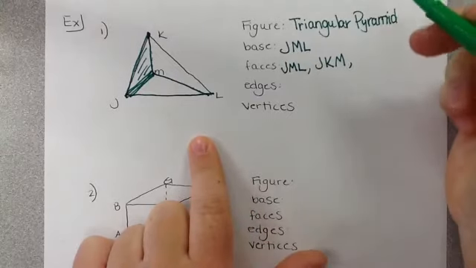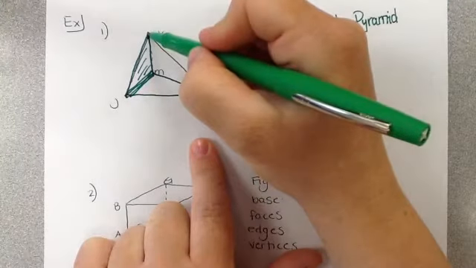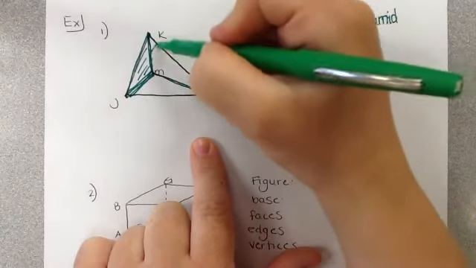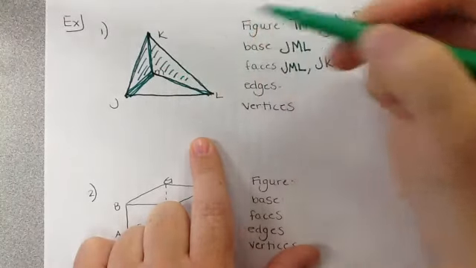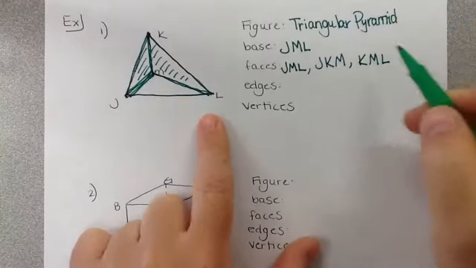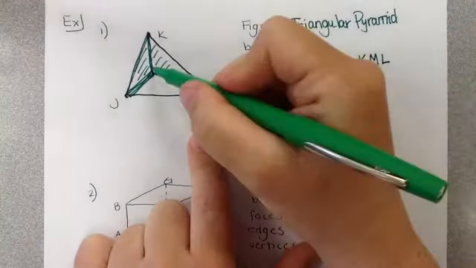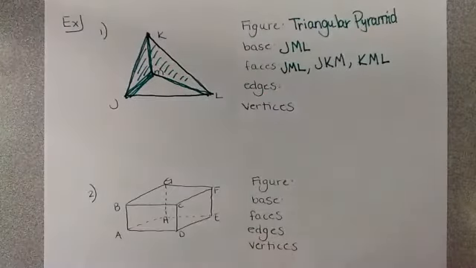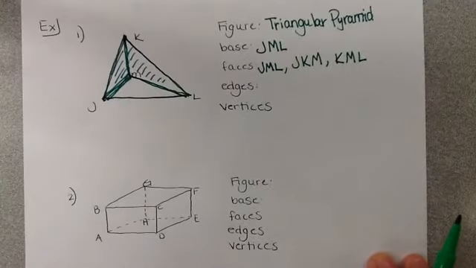Can you name another one? KML. And again, the order of the letters does not matter, so that one right there, KML. So if you went LMK or LKM, any 3 letters of those mixed does not matter.